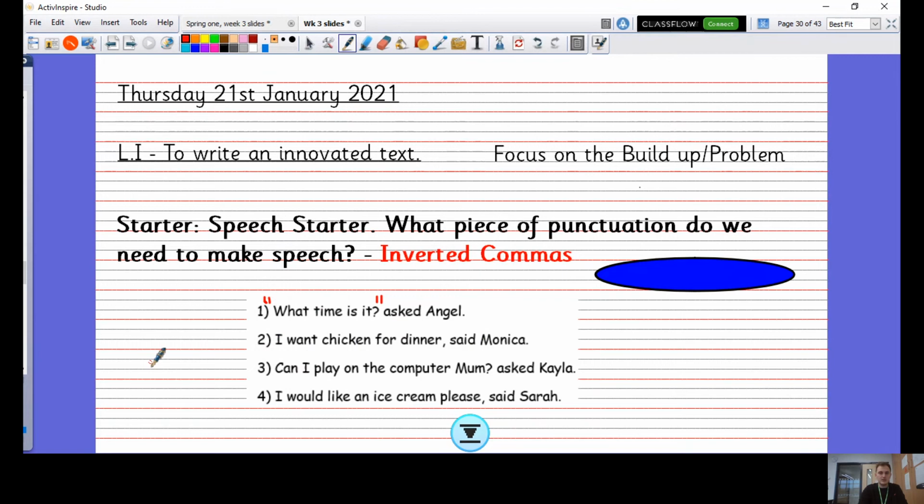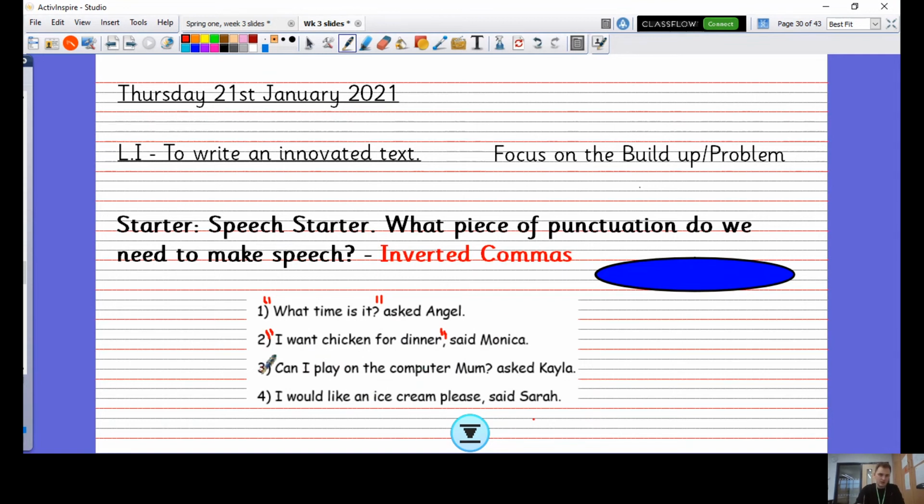"I want chicken for dinner," said Monica. So we know it's Monica because we can see our speech word said. But where are my slices of bread going to go? Absolutely. "I want chicken for dinner." That's what Monica says. She's not going to say, "said Monica." That's the part that we don't say. When we are writing speech, we have to tell the reader who is talking.